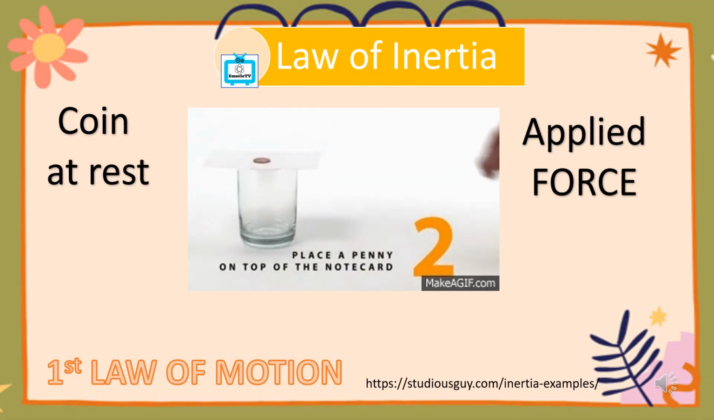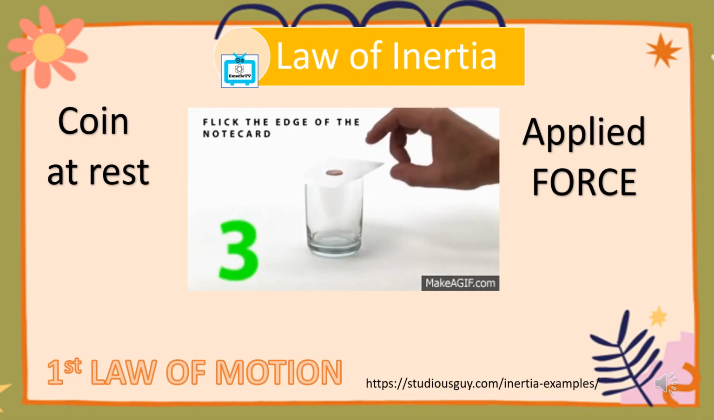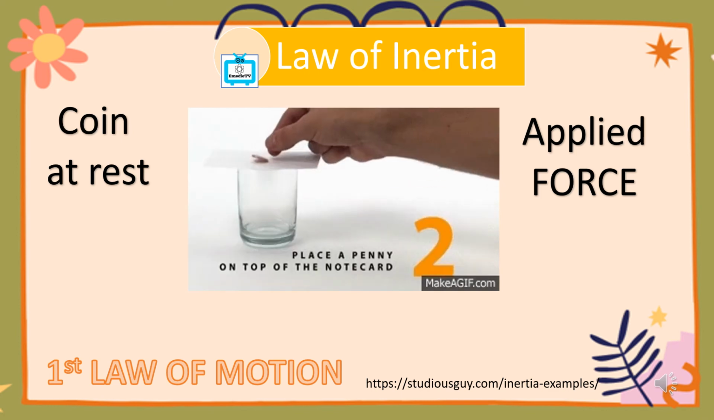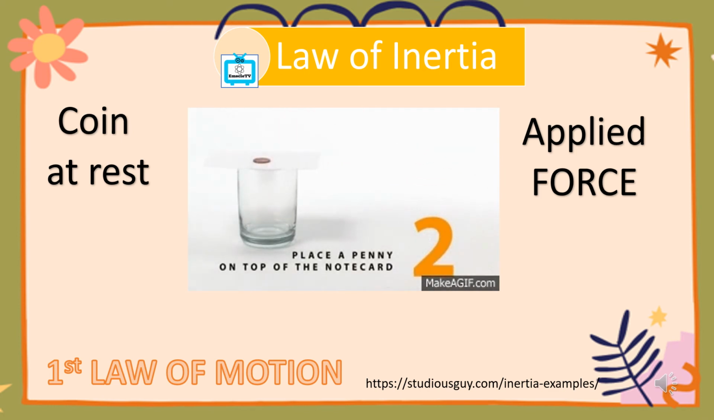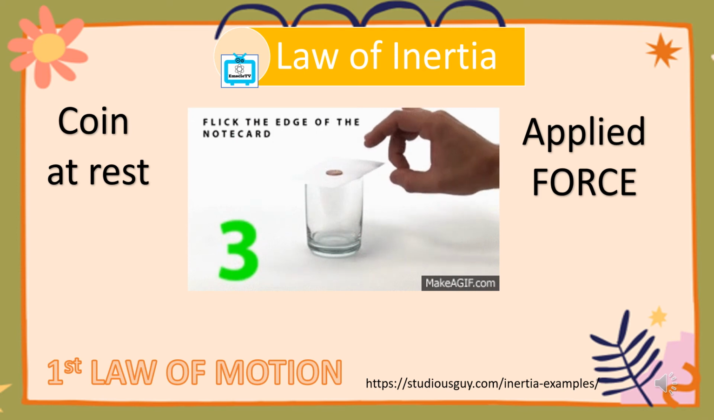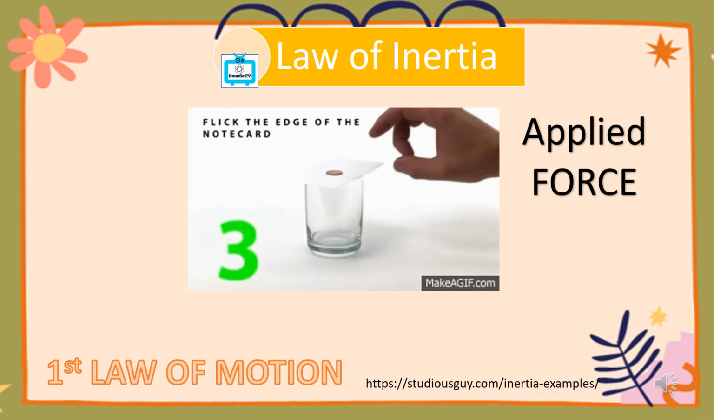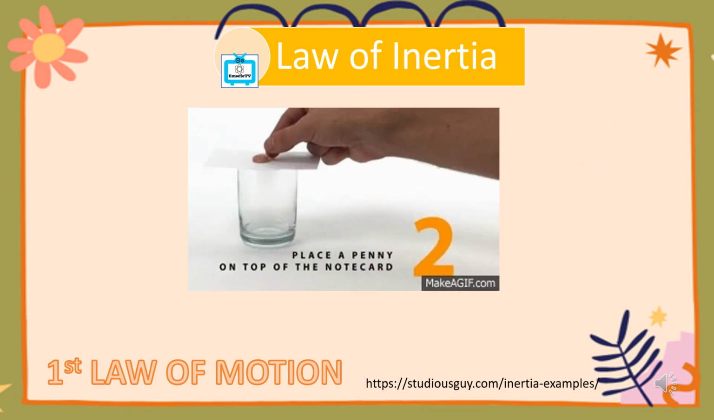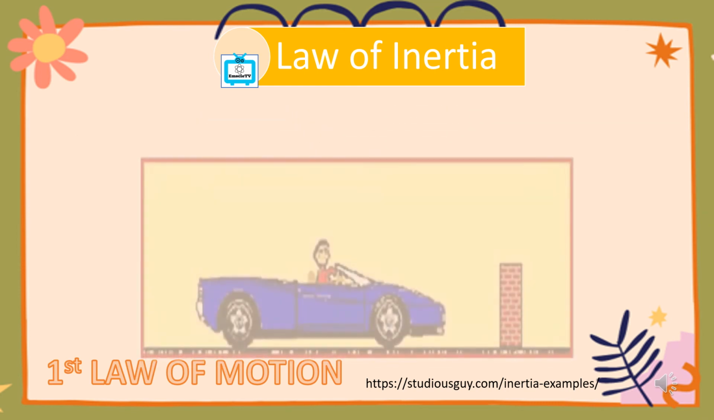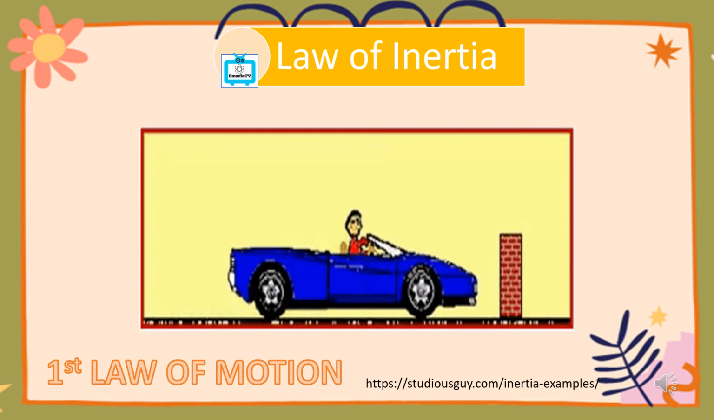The first law of motion is known as the law of inertia, which states that an object at rest will remain at rest unless an external force acts on it. And a moving object will continue moving in a straight path unless acted by an external force.